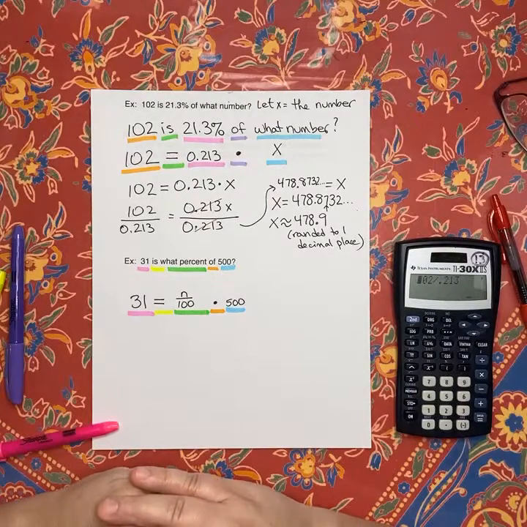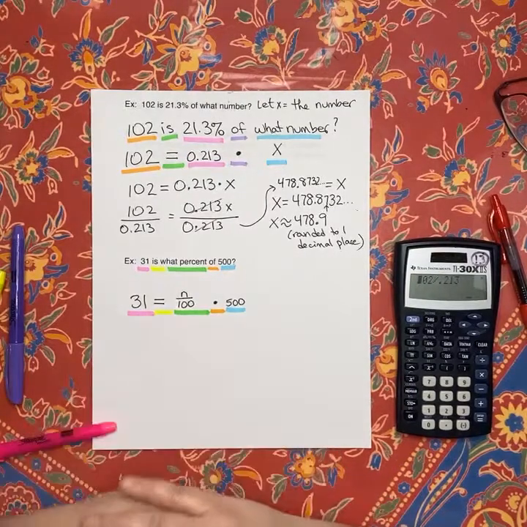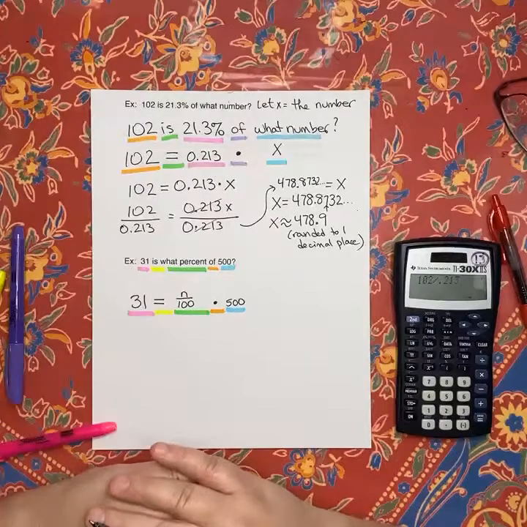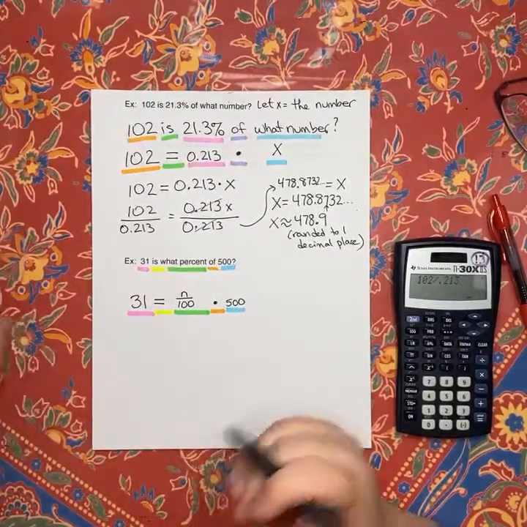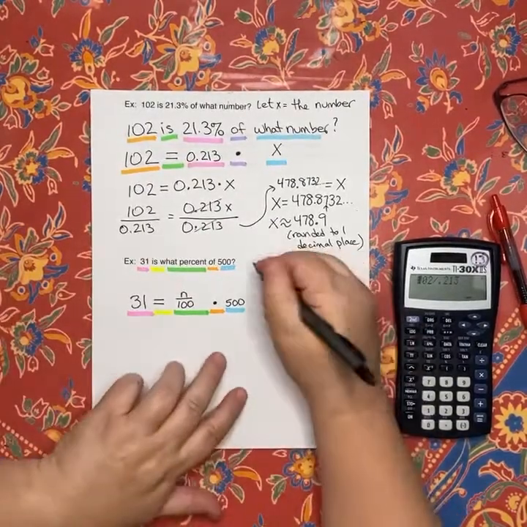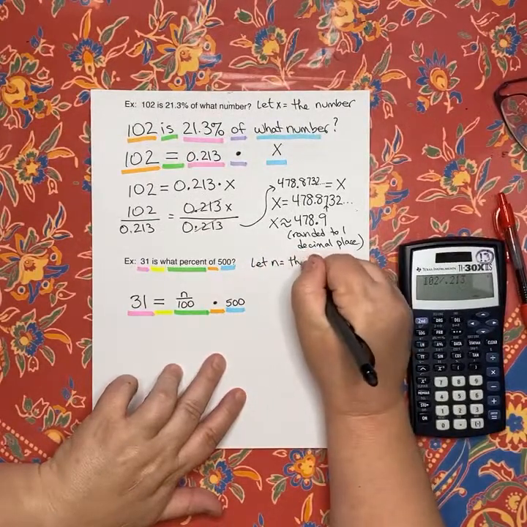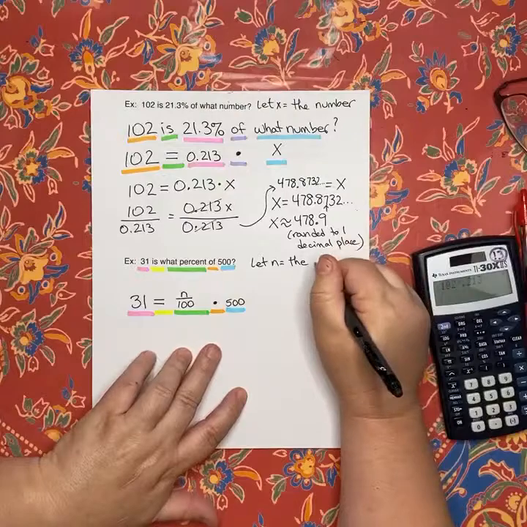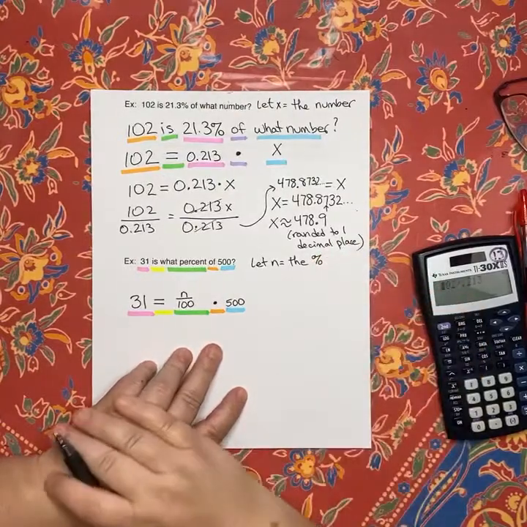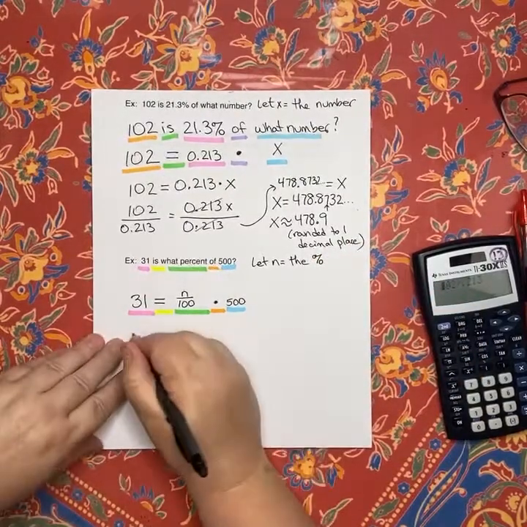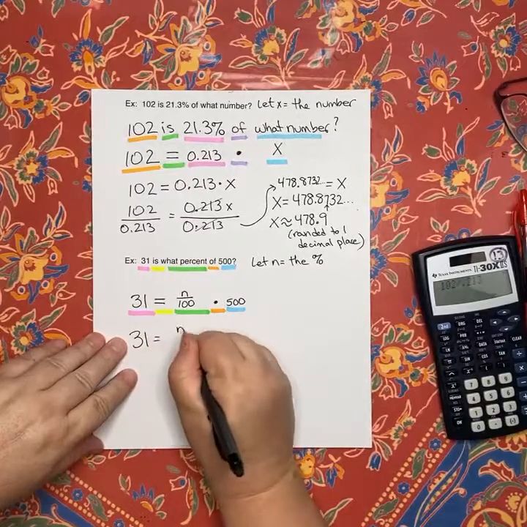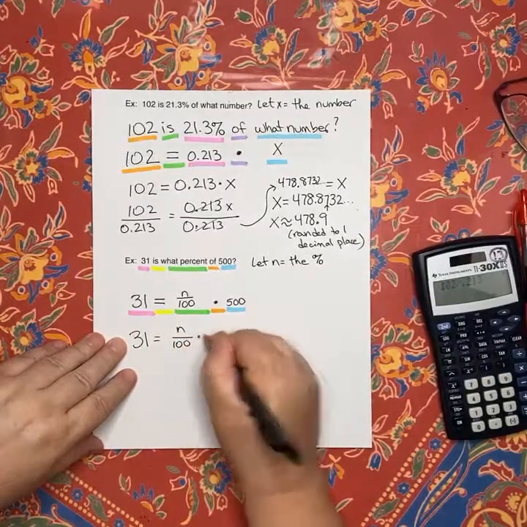So this is a style issue. And I kind of like it the other way, but I want to show you this way because this is the way the book would like you to do it. So it's the way the homework is going to want you to do it. So I'm going to say let n equal, oh, I should have gone with p for percentage, huh? The percentage, there we go. So 31 equals n over 100 times 500.